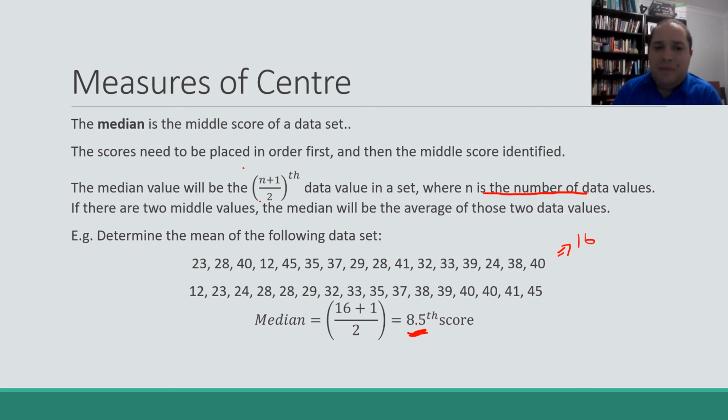Now, what does that actually mean? Well, looking at our data, we've got 1, 2, 3, 4, 5, 6, 7, 8, 9. So our 8.5 score is going to be smack bang in the middle of our 8th and 9th score. So the average, so our median, will be 33 plus 35 over 2, which is going to be 34. 34 is the score right in the middle between 33 and 35. And that's how we calculate a median.